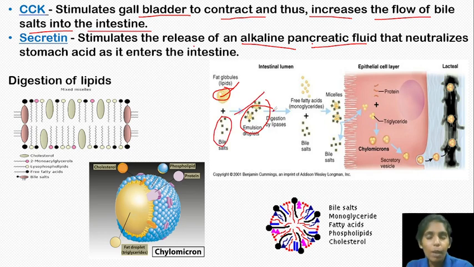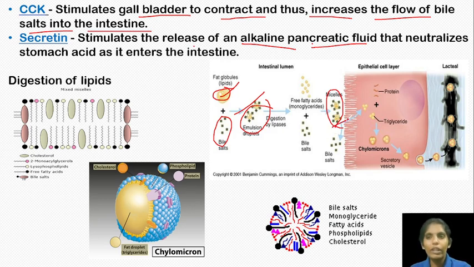And after these emulsion droplets are formed, the pancreatic lipases will cause the digestion of the triglycerides and form fatty acids. And this process of breaking down of the triglycerides into fatty acids is known as emulsification. Okay, after emulsification, micelles will be formed. Micelles are a combination of bile salts, monoglycerides, and fatty acids.